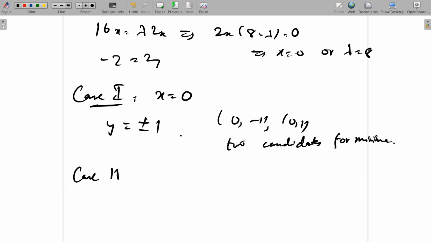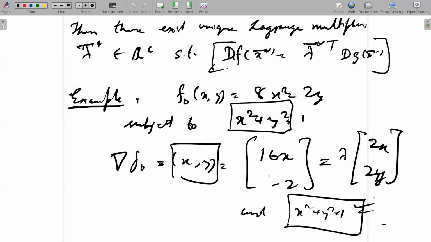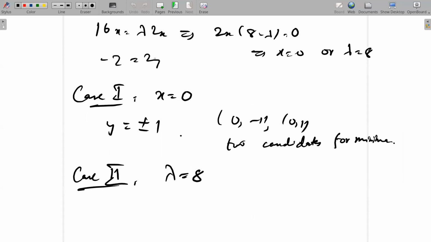Now case 2 is lambda equals 8. Note that here you had lambda times 2y. So here I have assumed lambda equals 8, which means lambda times 2y is 16y, and that is minus 2. So y equals minus 1 over 8.